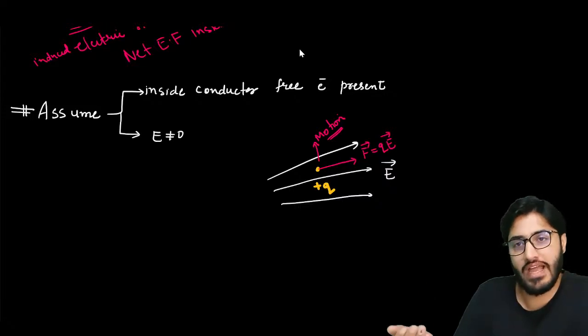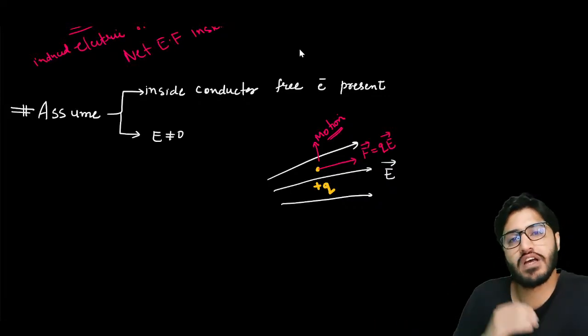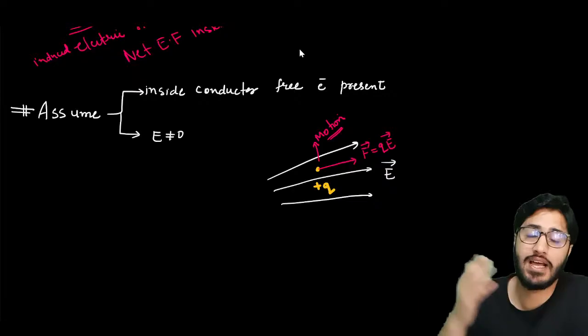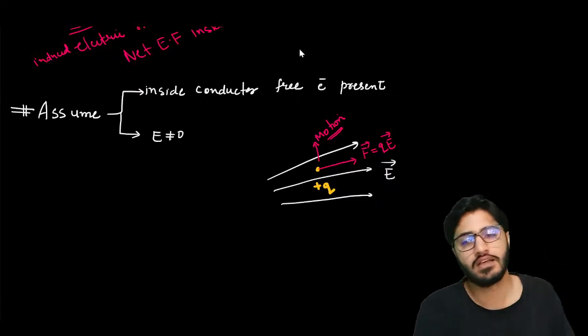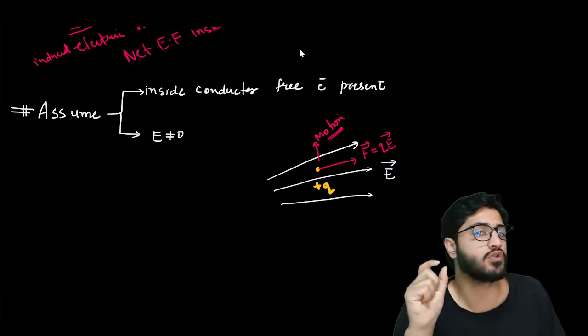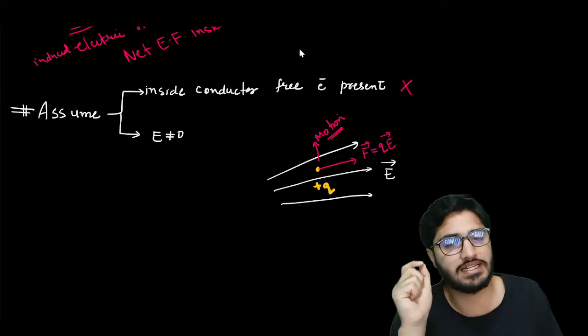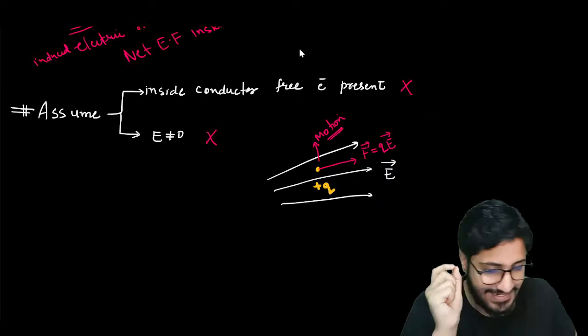So then we have to correct our statement: that we can produce electricity without an external electric field. Sorry, without an external battery or cell. That's why we know that without external sources we cannot produce electricity. So these two sentences are wrong.